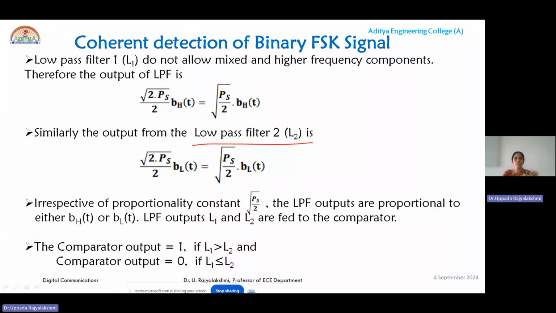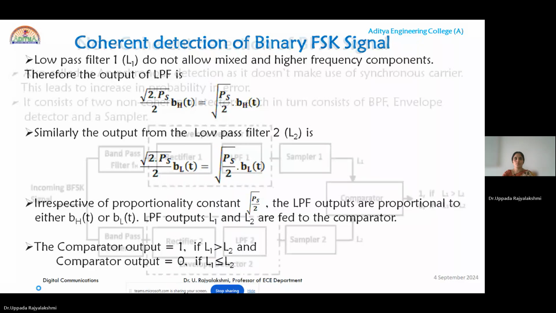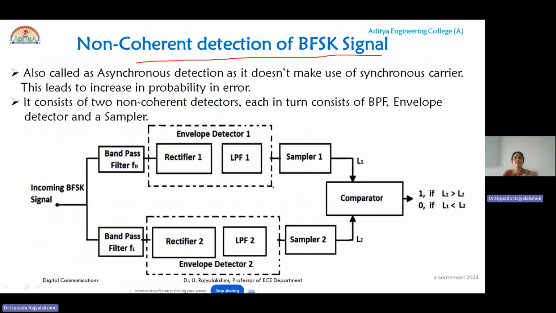Now we will compare L1 with L2. If L1 is greater than L2, the output is 1, else the output is 0. This is a coherent detection of BFSK. In the non-coherent case, we do not make use of a correlator, that is, a coherent carrier or synchronous carrier. So this is called asynchronous detection.